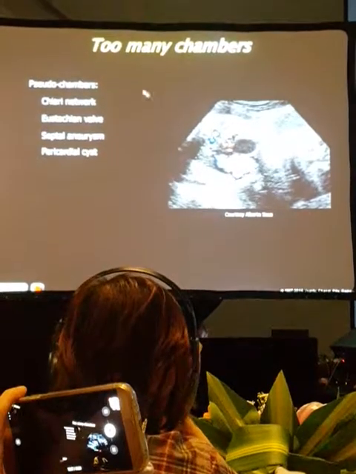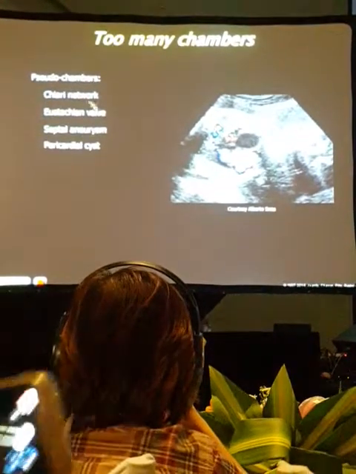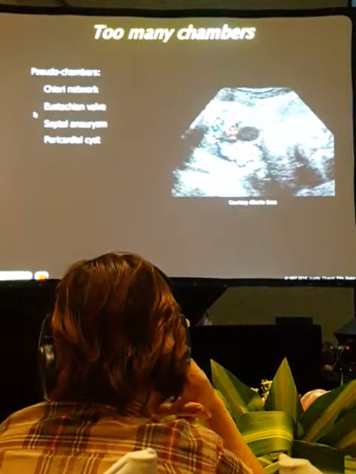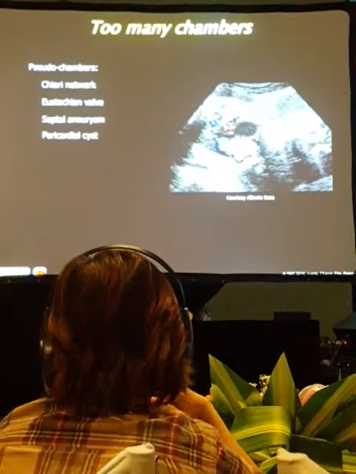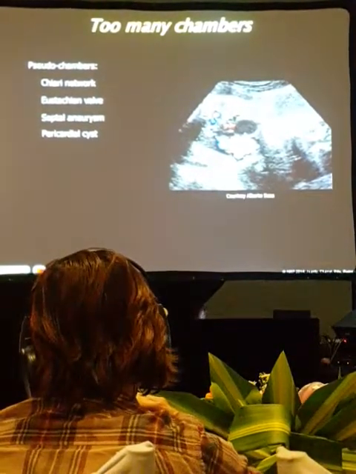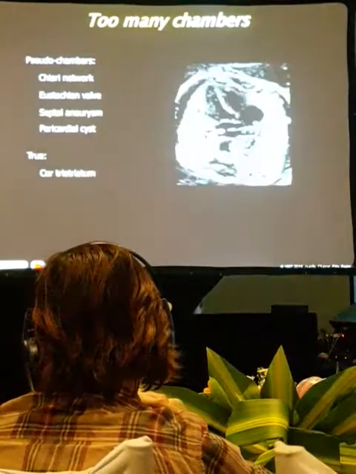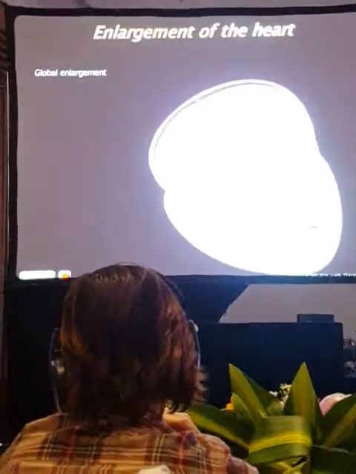Sometimes you may have too many chambers, and all these membranes can be confused for a chamber. Sometimes you can also have a pericardial cyst. Pericardial cysts are usually at the base of the heart. Or a tracheotomy. Now you can also have an enlargement of the heart.